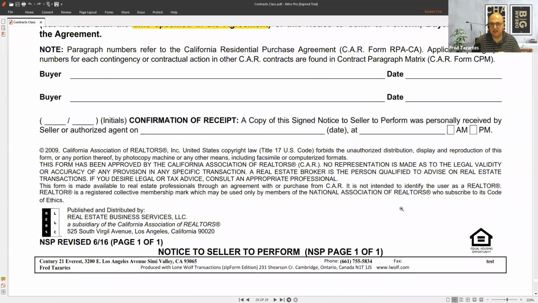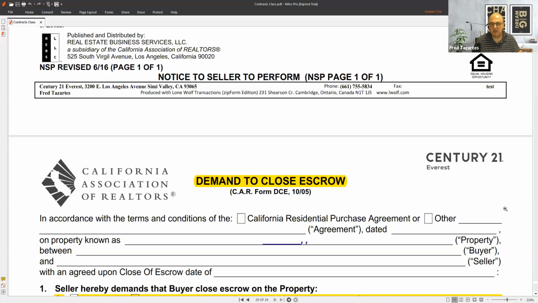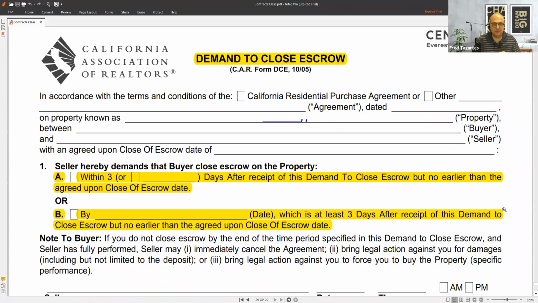And last but not least, when all the notices to perform are done, we give a demand to close. Okay? So the seller hereby demands that the buyer close escrow on this property within 3 days or the close of escrow date, but no earlier. If this deal's really going south, you can give it 5 days before, but you can't ask them to close until the close of escrow.